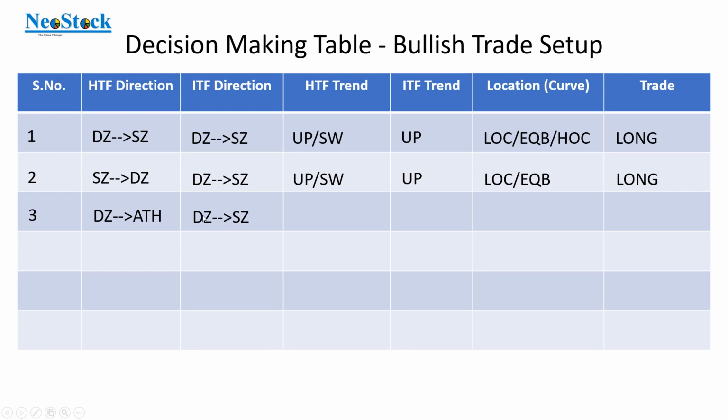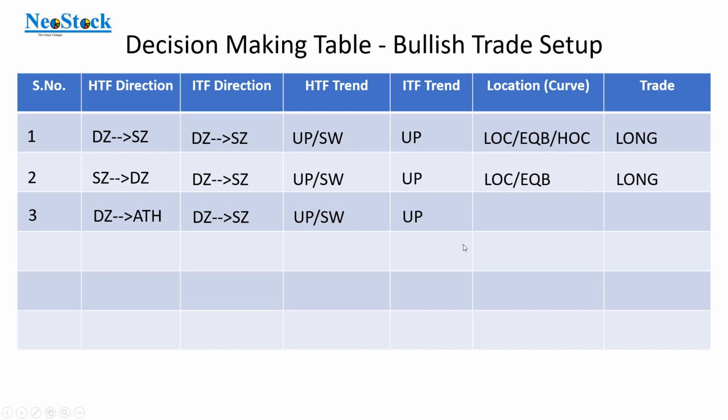So when there is a supply zone, we always have to trade in favor of the ITF price direction. Demand zone to supply zone. So it is demand zone to supply zone. This is demand zone to all-time high. Instead of supply zone, we are using the all-time high. So in this scenario, the HTF trend should be uptrend or sideways and ITF trend should be uptrend.